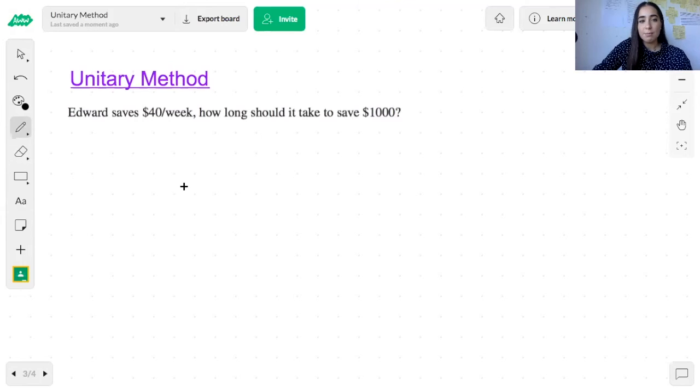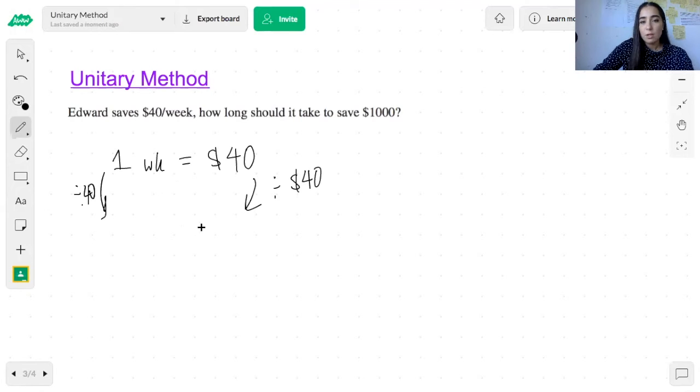Let's have a look at another example. So Edward saves $40 a week. So 1 week equates to $40. How long should it take to save $1,000? Okay. So what we're going to do now is we're going to reduce it down to one part in terms of the dollar amount, right? So we're going to divide by 40, and then we're going to divide by 40 on this side. So we're going to get $1 equals 1 over 40 weeks. So he saves $1 every 1 over 40 weeks.